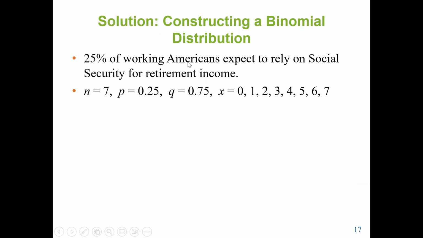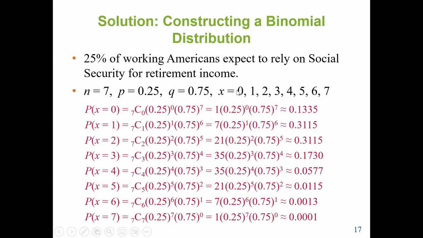Now, 25% of working Americans expect to rely on Social Security for retirement income. And remember, there are only seven sample responders. So N will be seven. Probability of success for relying on Social Security was given to us to be 25%, so that would be 0.25. If that is the case, Q will be 0.75. And since the total responders in the survey is seven people, X can be between 0 and 7.